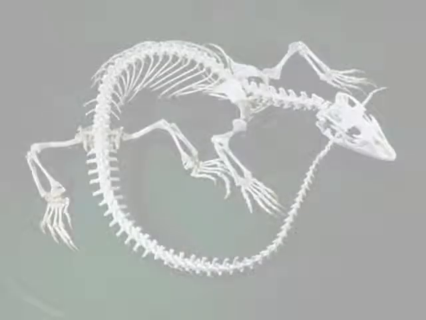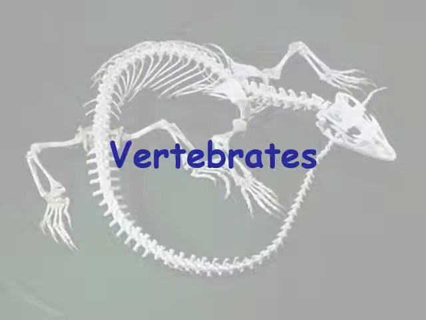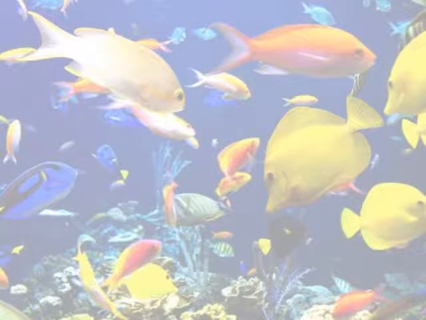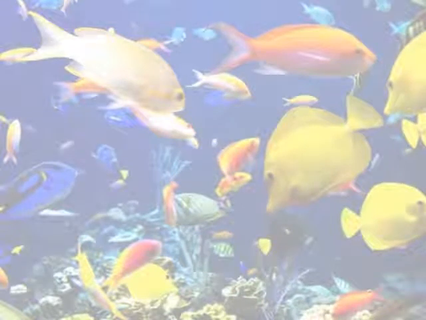In this slide, we can see a skeleton with its backbone. So this animal is a vertebrate. That's right, Lamar. We're going to talk about vertebrates. How many groups of vertebrates do you know? 5. Yes, 5 groups. Let's say them together. Amphibians, reptiles, fish, birds, mammals.